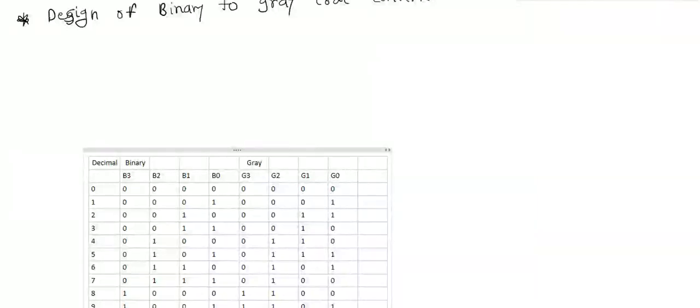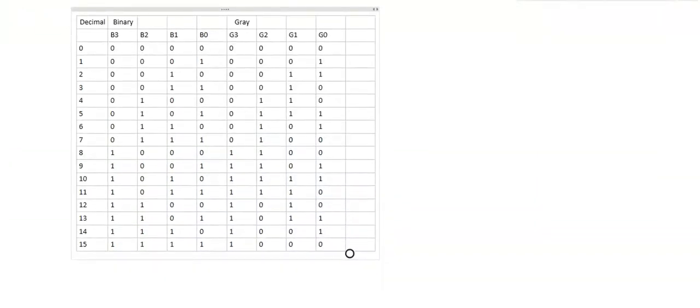Now by applying the logic of a binary to gray code conversion, this is a truth table of the binary numbers 0 to 15 and their conversion into the gray code. Now let's take again one revision.